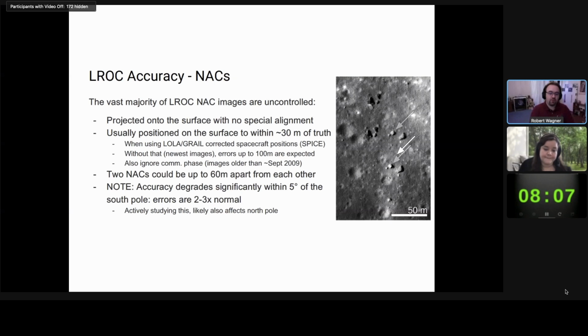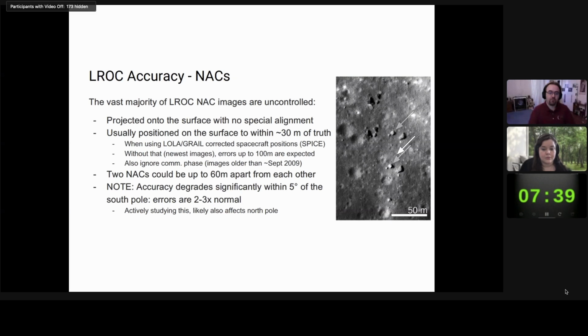This does require that we use the most accurate spacecraft position data from the LOLA team. That's available up through about 6 months before present. And without that, we expect errors up to about 100 meters. Quick note is that you should avoid getting coordinates from images in the early commissioning phase, so before about September 2009, because those tend to be off by about 250 meters.